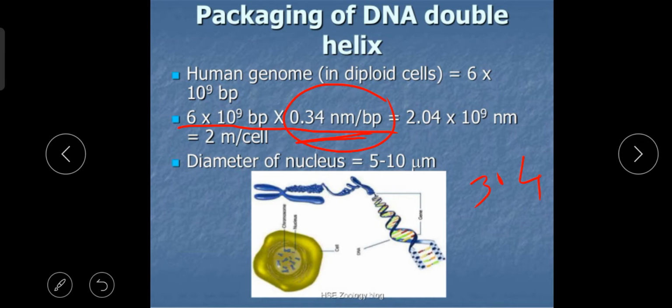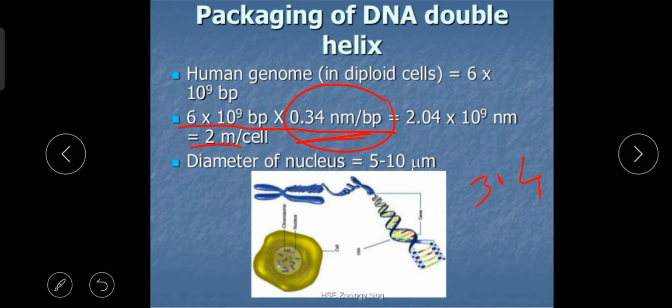Okay, so now what is the result? That is 2.04 multiplied by 10 to the power 9 nanometer, which is 2 meter per cell. Okay, that is 2 meter per cell. That means the length of one DNA double helix is approximately 2 meter per cell, in one diploid cell. Okay, do you get my point?